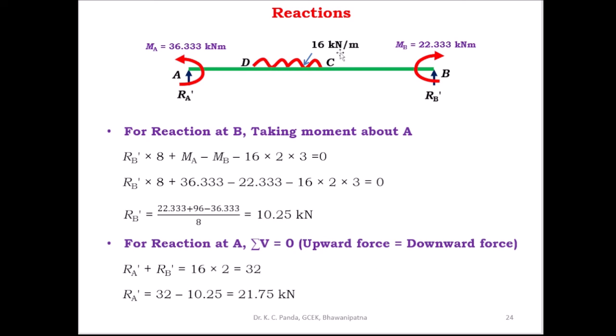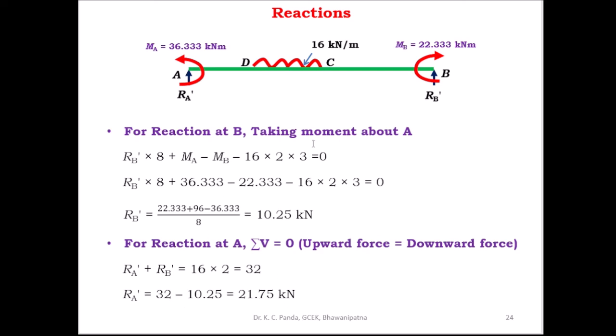So load is given 16 kilonewton, and moment you got 36.333 kilonewton meter at MA, and MB you got 22.333 kilonewton meter. Then by taking this load and the moment, you have to find out the reaction RB dash, 10.25 kilonewton. By taking moment about A, you can find out the reaction at B, RB dash. Then by taking upward force equal to downward force, you can find out the reaction at A, RA dash. So RA dash is equal to 32 minus 10.25, 21.75 kilonewton.